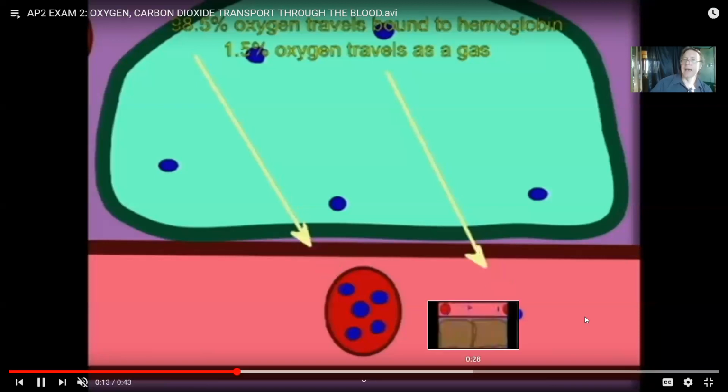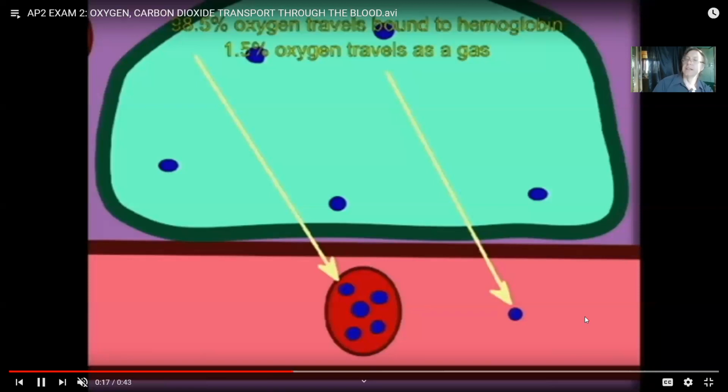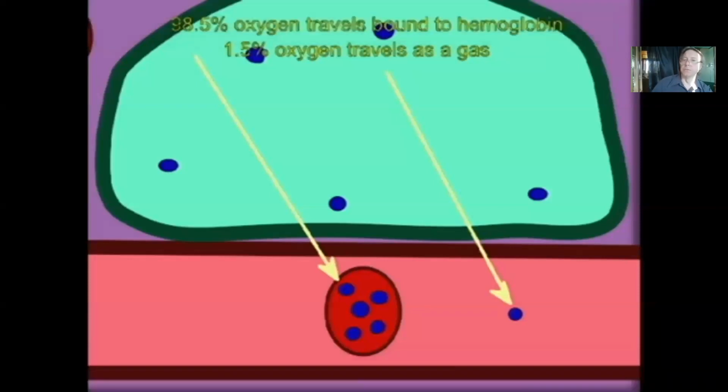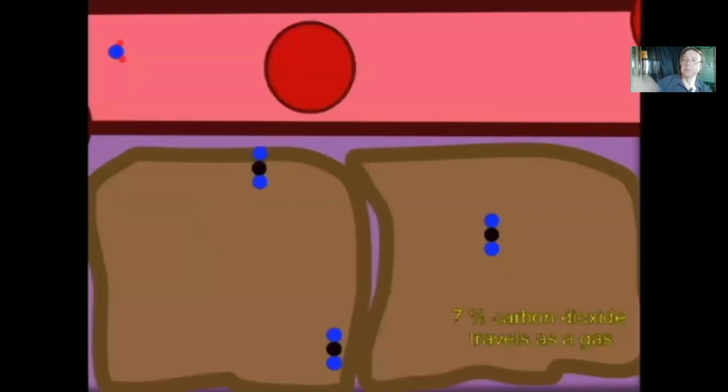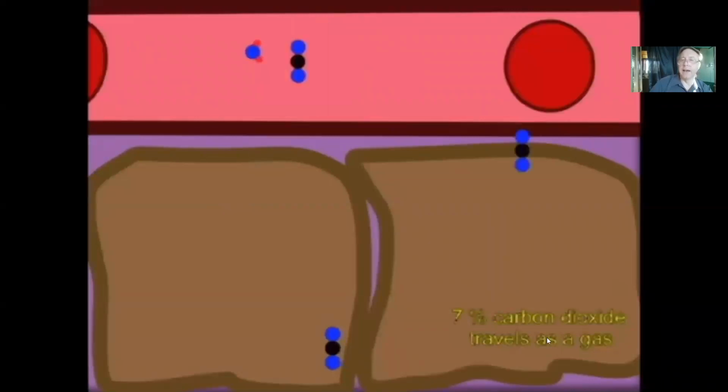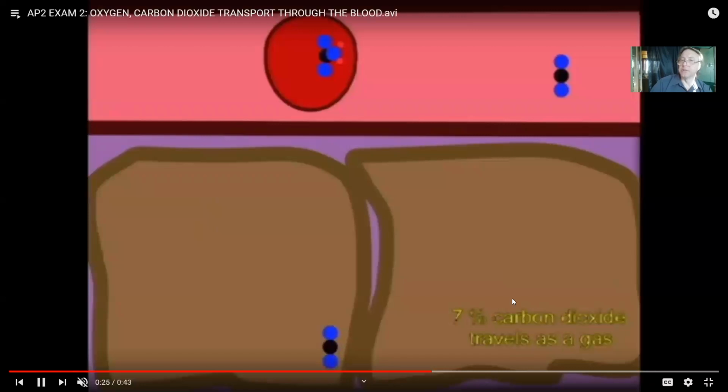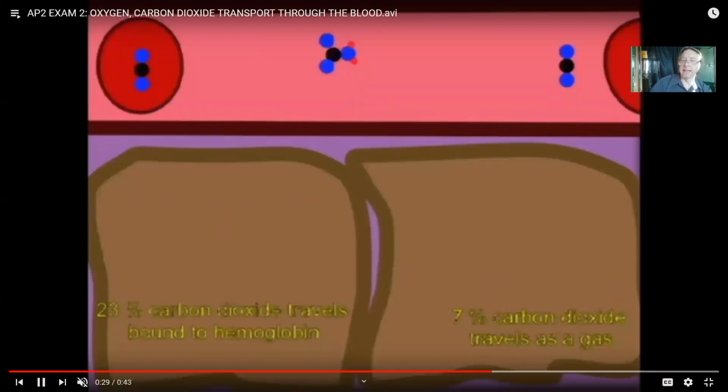1.5% is traveling as a gas. As we will see, I just want to go through this video so we can move through the videos in the playlist. With carbon dioxide, we'll see the same thing, but with one added feature. Carbon dioxide can travel as a gas. 7% of the carbon dioxide can travel that way.